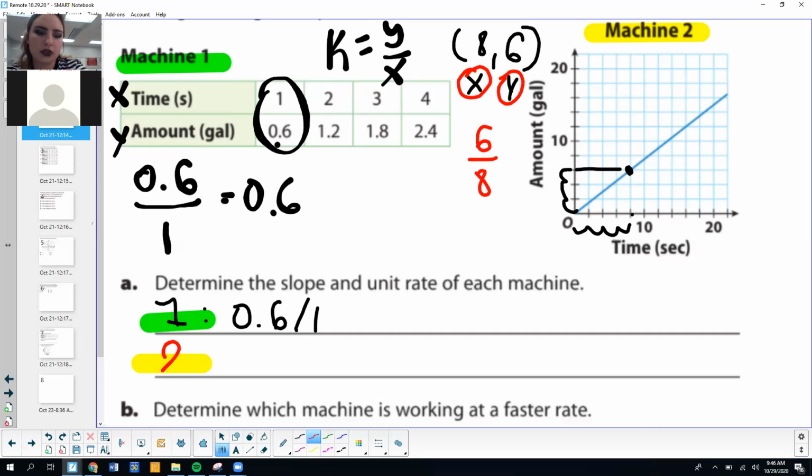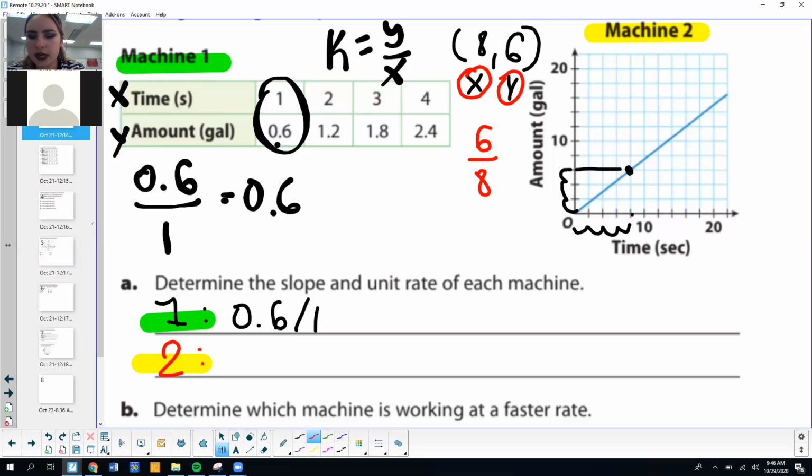So for machine number 2, we're going to find our unit rate or our constant of proportionality, because we have had discussions previously about how a unit rate and a constant of proportionality are the same thing. And guys, I know the term constant of proportionality sounds like a complex math term. All it means is the ratio between numbers stays the same. So is it a proportional relationship? Yes, then it's moving at a steady pace, rate, or ratio.